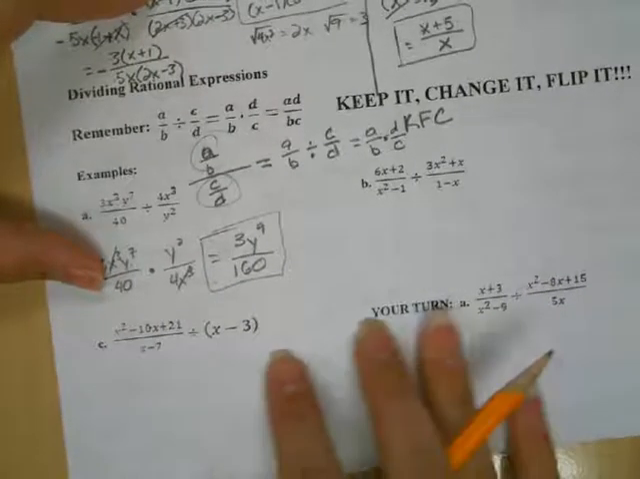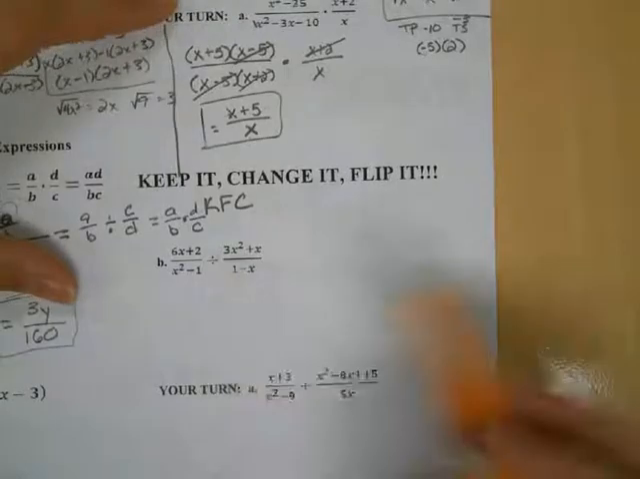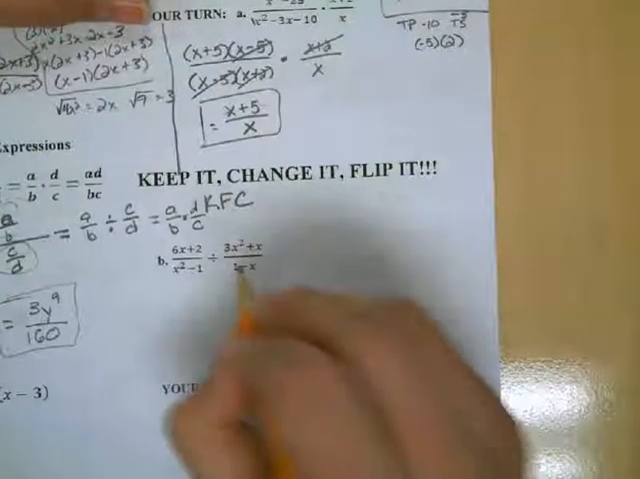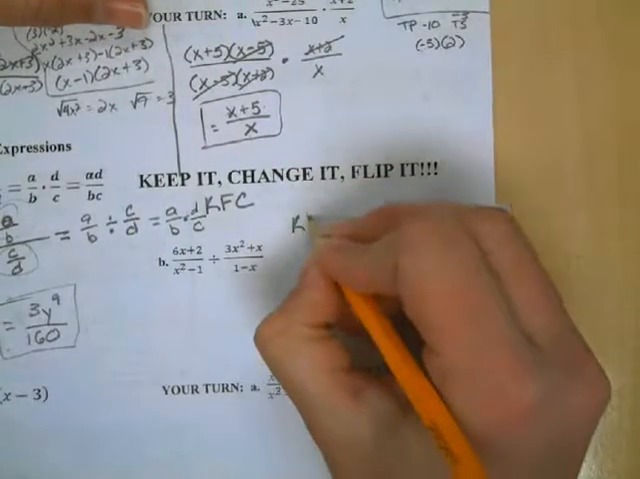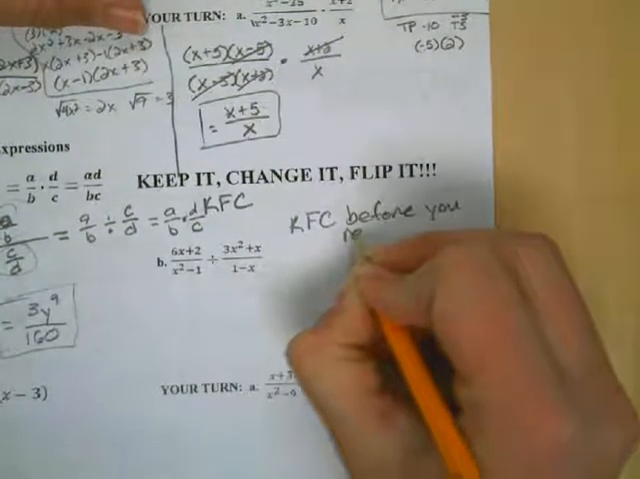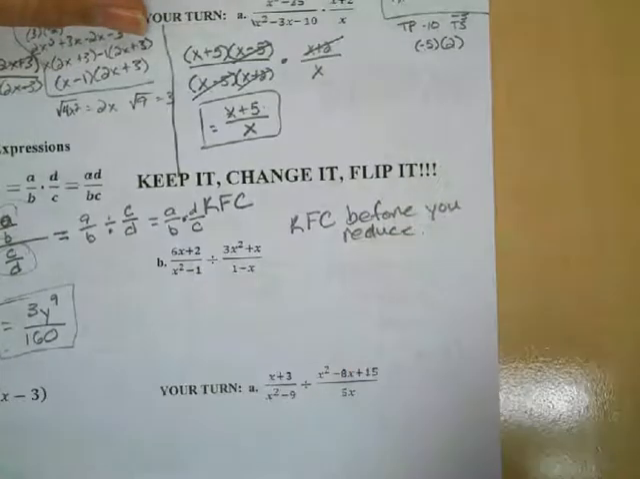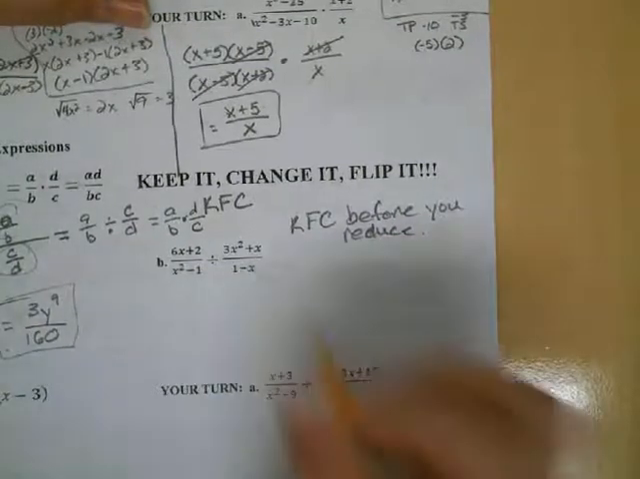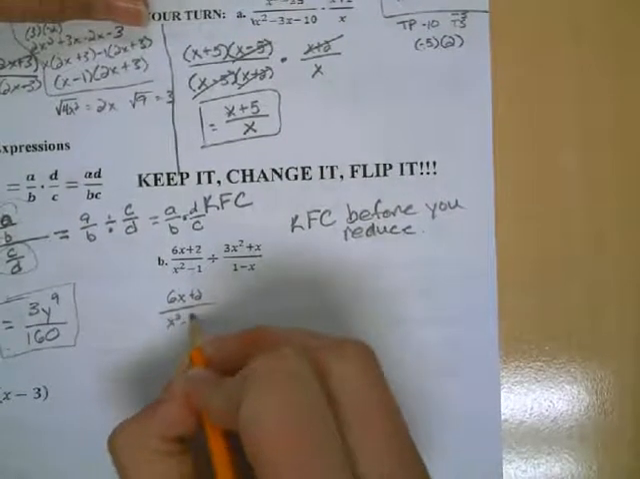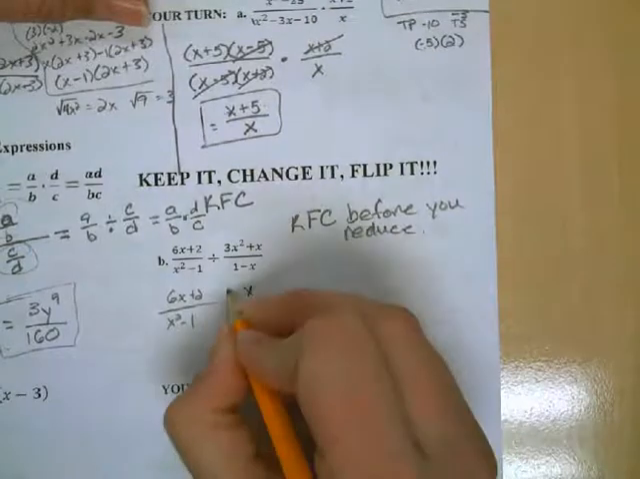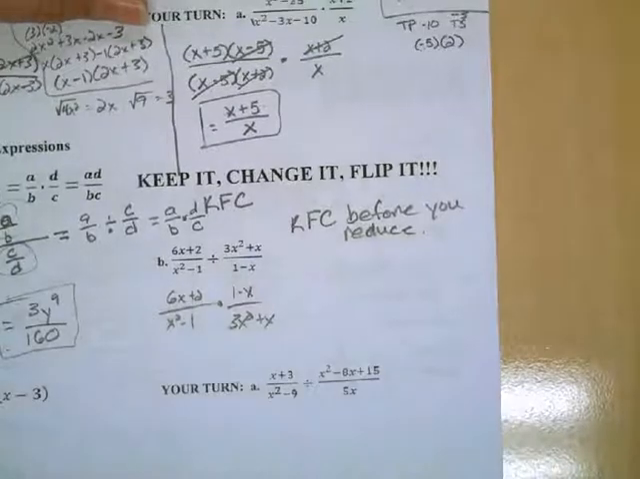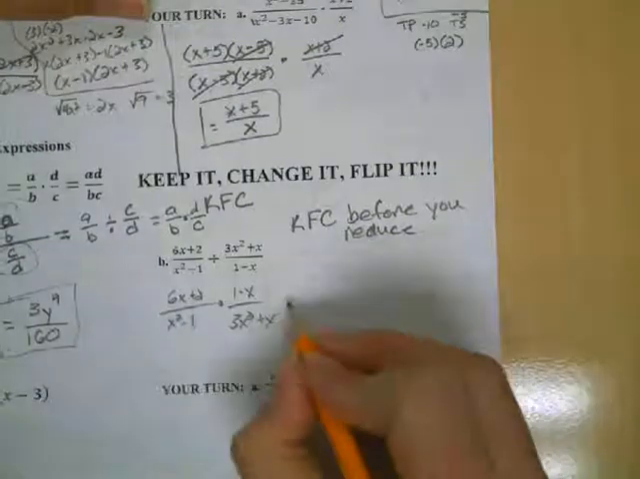Okay, so same sort of thing. Whenever I'm doing the division, I want to go ahead and do the keep it, flip it, change it first. You must do keep it, flip it, change it before you reduce. So KFC before you reduce. Always KFC before you reduce. Keep it, flip it, change it, then start breaking things down. So, let's go ahead, keep the first same. Flip the second one, 1 minus x, 3x squared plus x. Change it to multiplication. Now let's go ahead and reduce, factor, all of the above.